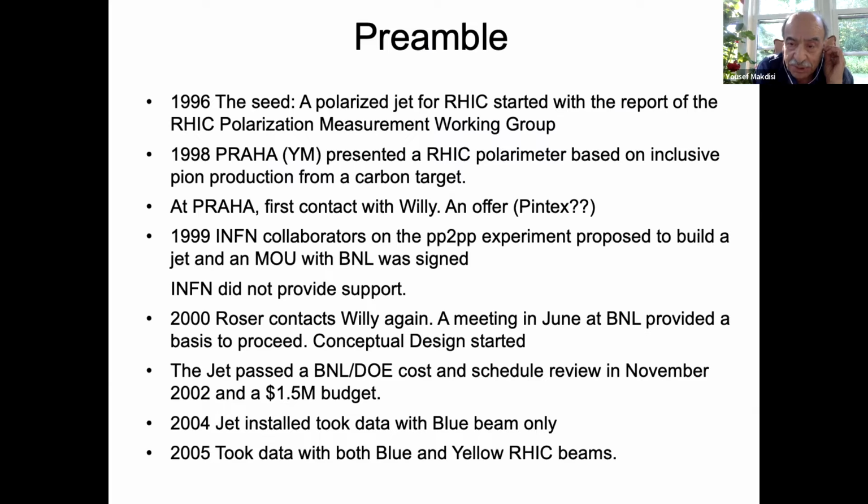Initially, as a RHIC spin group, we considered a polarized jet target for RHIC with the idea that the analyzing power is about 4 to 5%. But then we looked at inclusive pion production, which has a very large analyzing power. But the issue was, can we do the same with carbon targets? We ran an AGS experiment, and we found that the asymmetries coming from carbon targets are the same as from hydrogen targets, which we want to use for RHIC, and this was our plan.